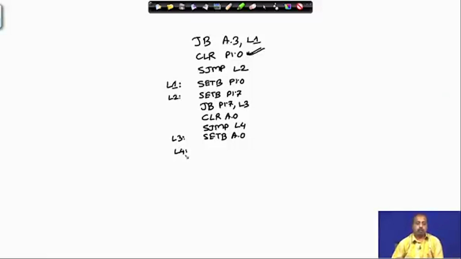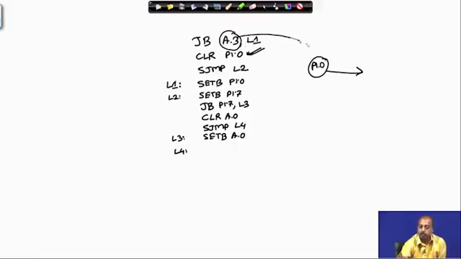So, what is happening? The problem statement was that bit 3 of the accumulator should be checked, and that should go to port 1 bit number 0, the LSB of port 1. So, this part of the program is doing that.